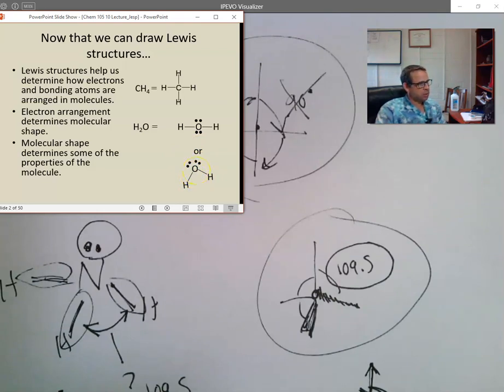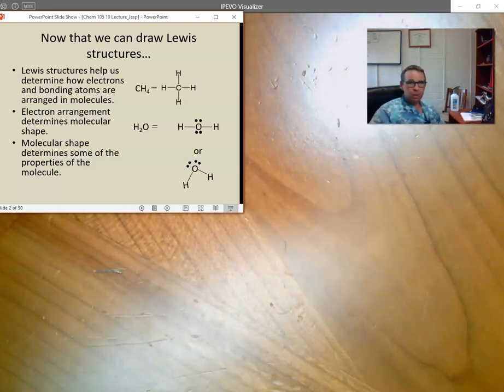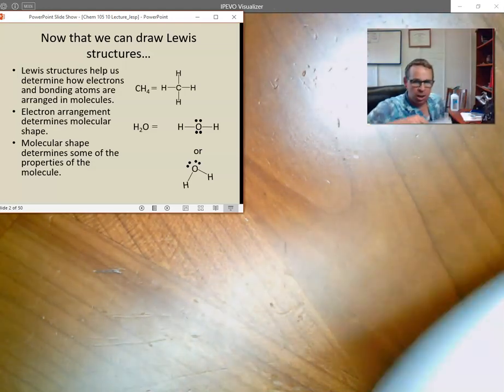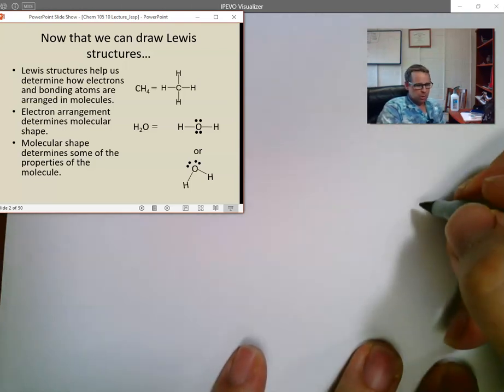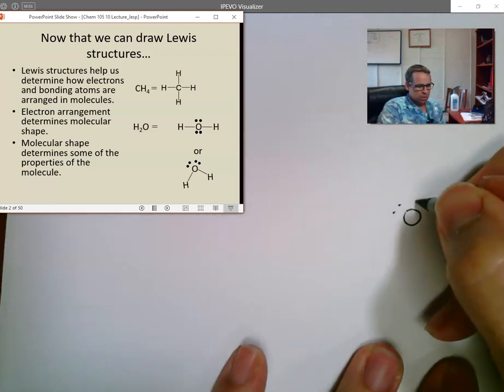Did anybody have any questions? Go ahead. Can you explain that again? How do you know it's 109.5? Well, the way we know the angle between the bonding regions is by counting the number of regions around the central atom. So we draw our Lewis dot structure, right?